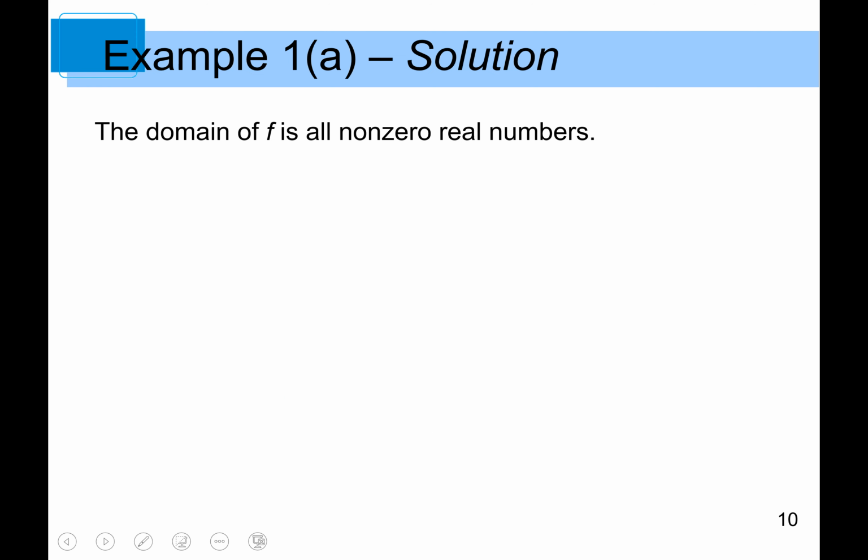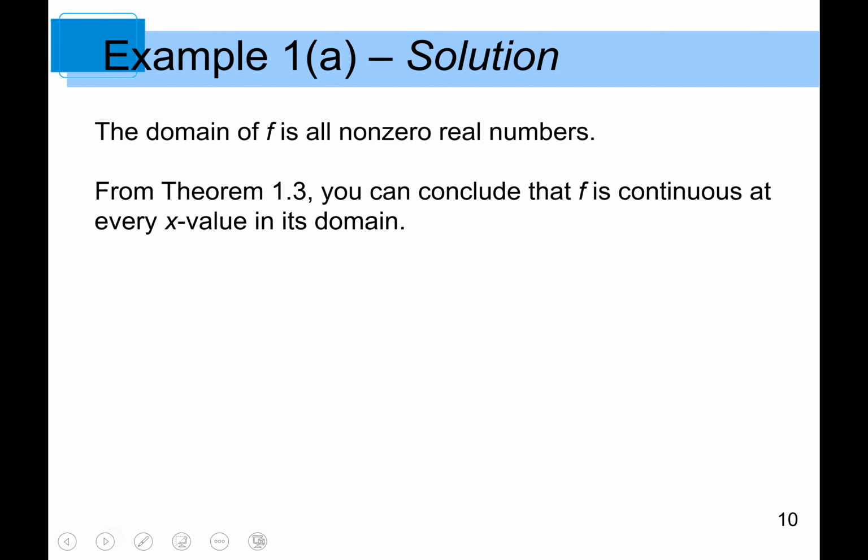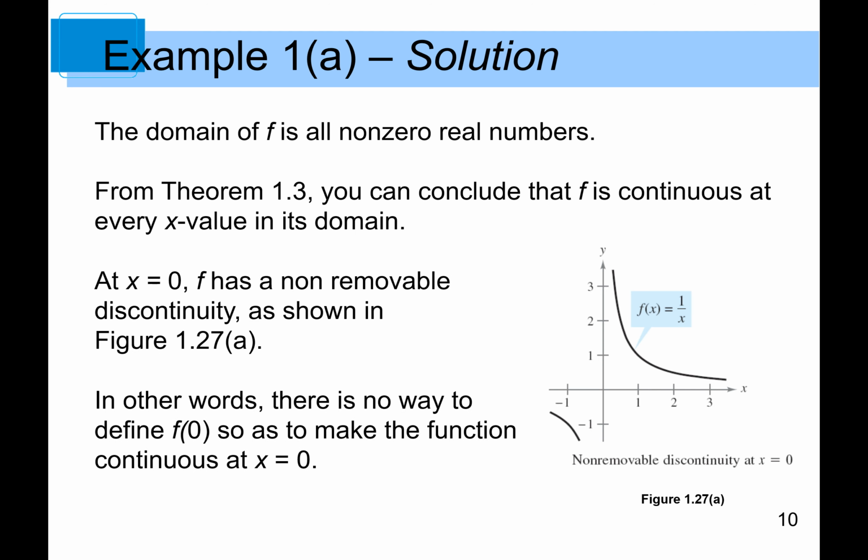So let's take a look at some analysis about each one of them. Right here at x equals 0, this function has a non-removable discontinuity. So you can see there's a big gap here. You can never close this gap. So that's why we have a non-removable discontinuity at x equals 0. In other words, there's no way to redefine f of 0 so as to make the function continuous at x equals 0.